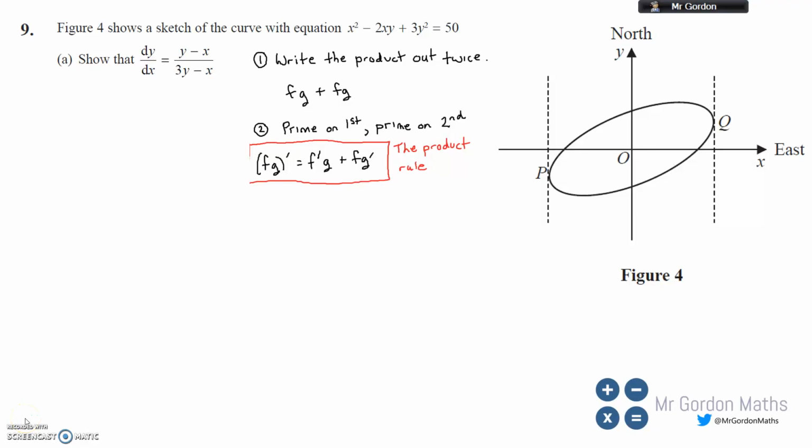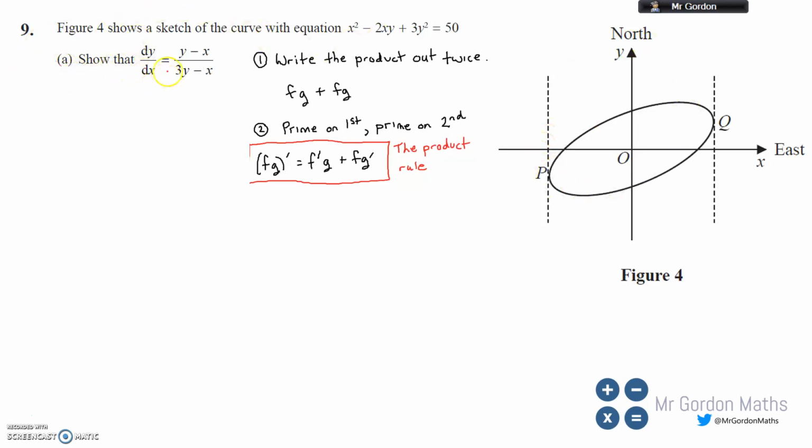Okay, question 9. We are looking at a figure which shows a sketch of a curve with the equation x squared minus 2xy plus 3y squared equals 50. So we've got x's and y's in the equation, which obviously always causes alarm, doesn't it? It looks a bit like a circle to me, but because we've got this extra little bit here, it's got kind of an elliptical shape.